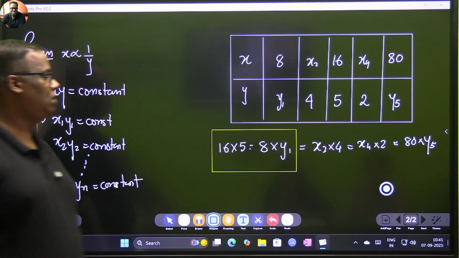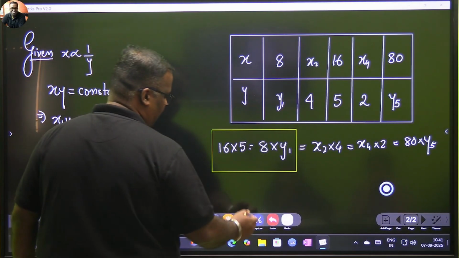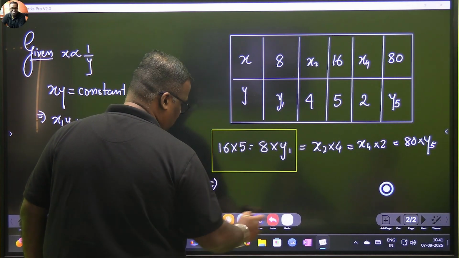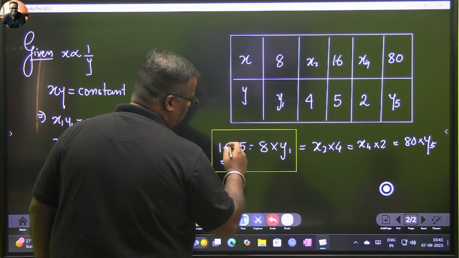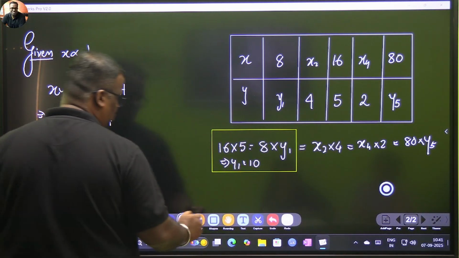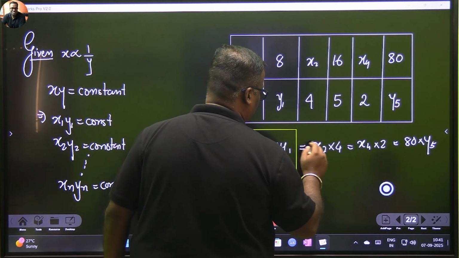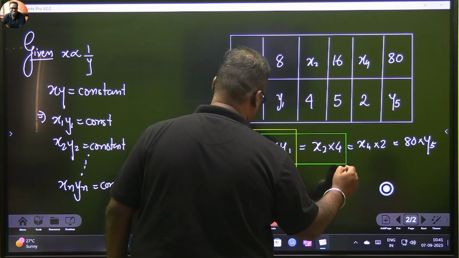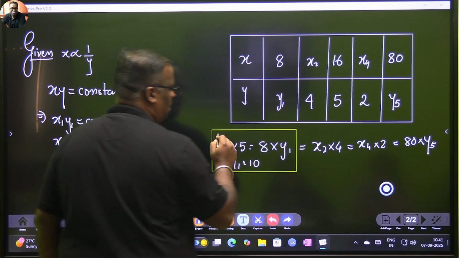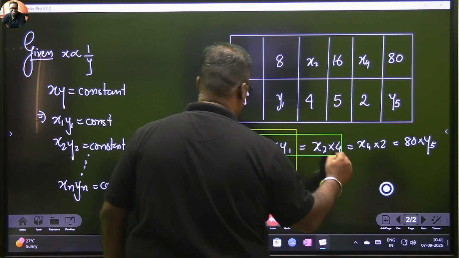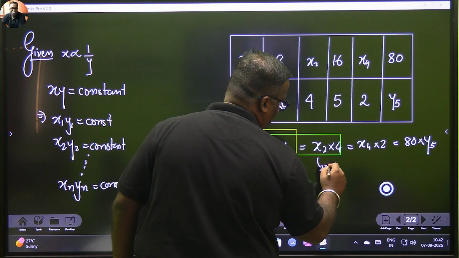So if you try to solve this, how much will you get for y1? Our y1 will be equal to 8 will come this side, 2 8s are 16, that will go to 10. Then similarly, you can pick up the next one. 4 4s are 16, 4 5s are 20. So your x2's value will be equal to 20.